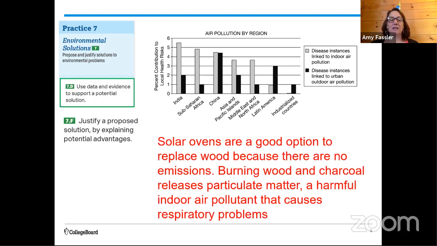And so when I look at this, I could say, well, solar ovens are a good option to replace wood because there are no emissions. Burning wood and charcoal releases particulate matter, a harmful indoor air pollutant that causes respiratory problems. So when I did that justify a proposed solution, make a note to yourself, and we're going to come back to this in a second, that I kind of want to compare it. I want to justify why my solution is really good by comparing it to the disadvantages of a different solution.